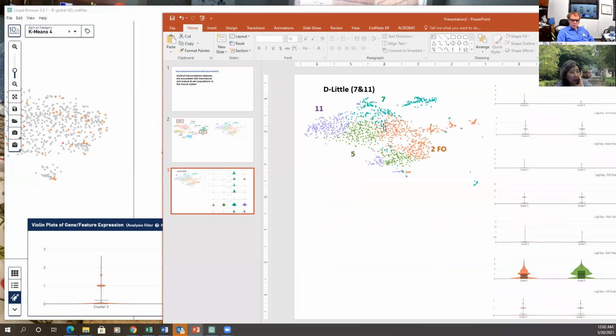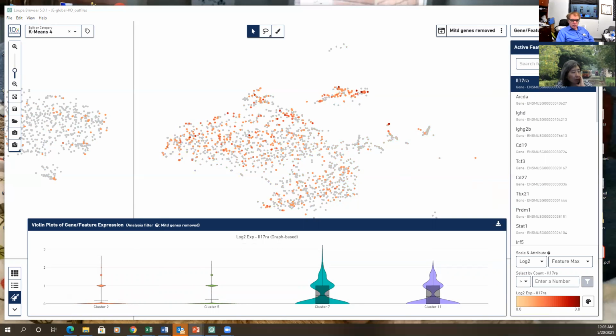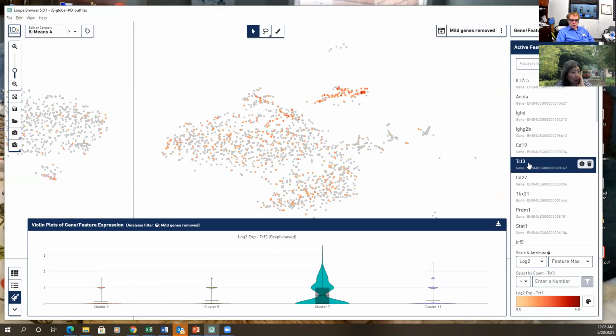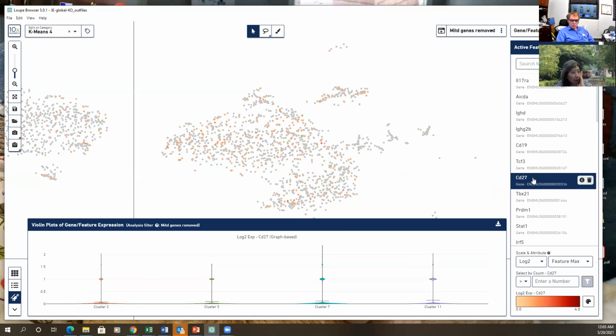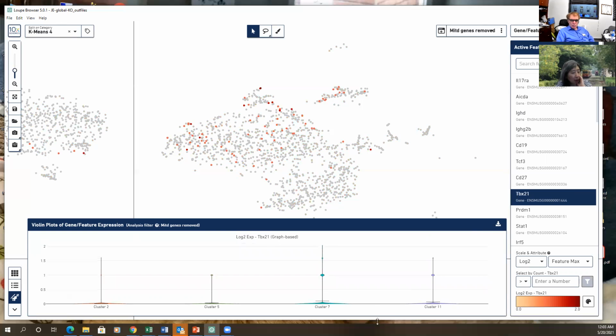So you see 7 is germinal center for sure, and 11. I think these are activated B cells that didn't become germinal center. So 7 and 11 are the critical ones. And TCF3, the CD27, everybody's low. T-bet, unfortunately, is kind of low. So you see very low. But these 2 have more.